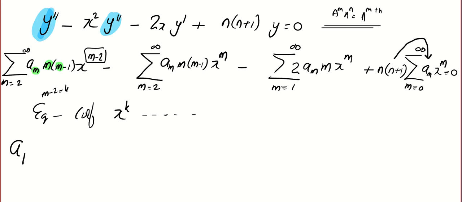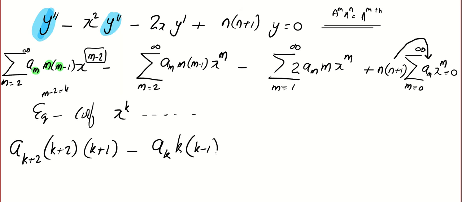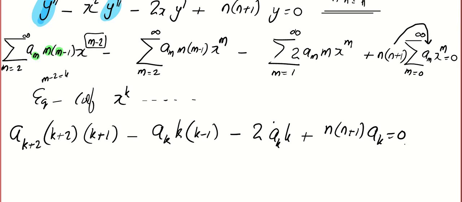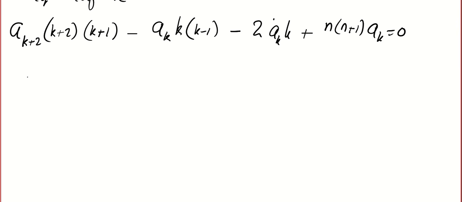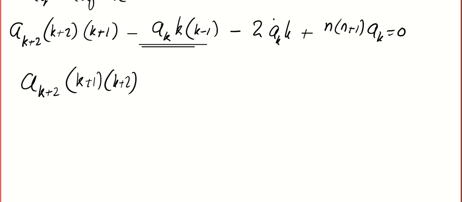So a_{k+2} times (k+2)(k+2 minus 1), and here it will be a_k into k(k minus 1), minus 2 a_k into k, plus, don't forget, n(n plus 1) comes inside, n(n plus 1) a_k, is equal to 0. So that's it. Now let's take everything to the other side. So (k+1)(k+2). Now when this goes to the other side, it will be positive.